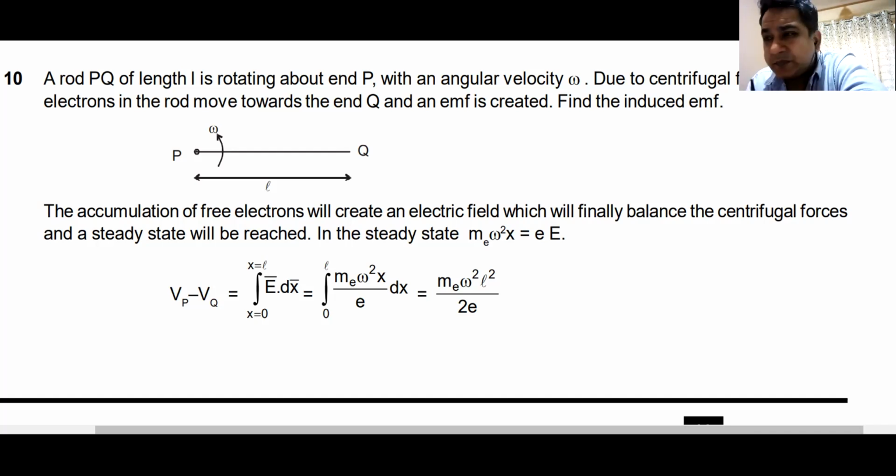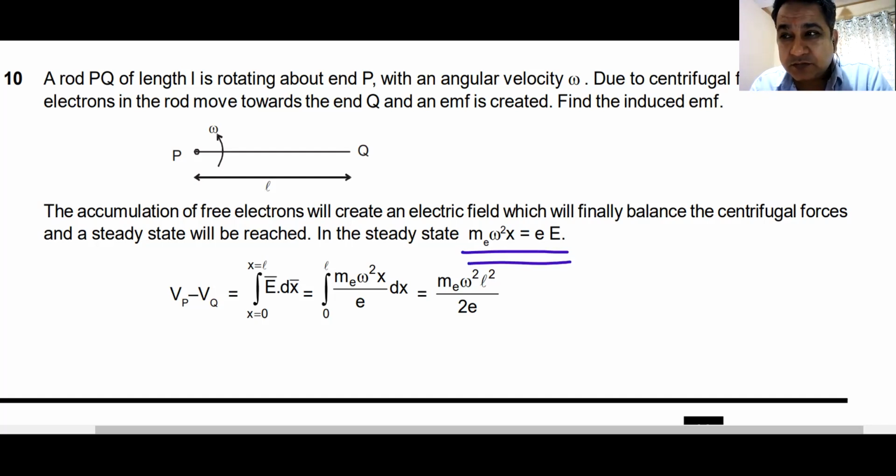How is it to be done? Again, there has to be a steady state. In this steady state, once the electrons have moved to one side, they will create an electric field. Because of this electric field, they will experience electric force, E into e. If this electric force balances the centrifugal force, the drifting of electrons will stop and they'll just rotate.